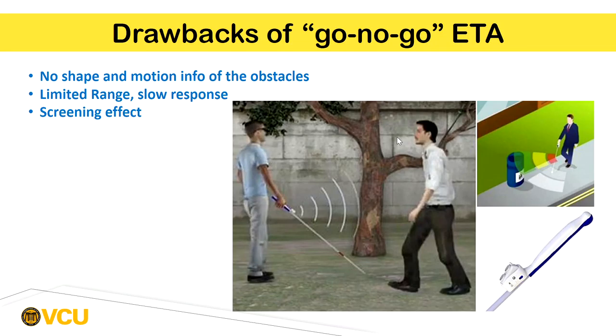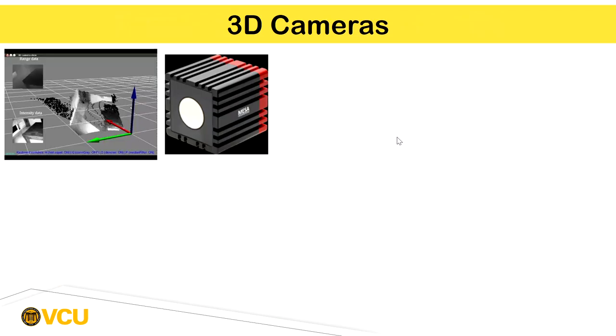So, motivated by these drawbacks, researchers have tried other technologies using other sensors, like cameras, especially 3D cameras. There are different types of 3D cameras, and this one is called the Swiss Ranger 4000. This is a time-of-flight camera. It has an array of lasers, sends out the array of lasers and receives the bounced back signals. And it can generate two types of image: one is an intensity image, and one is a range image.